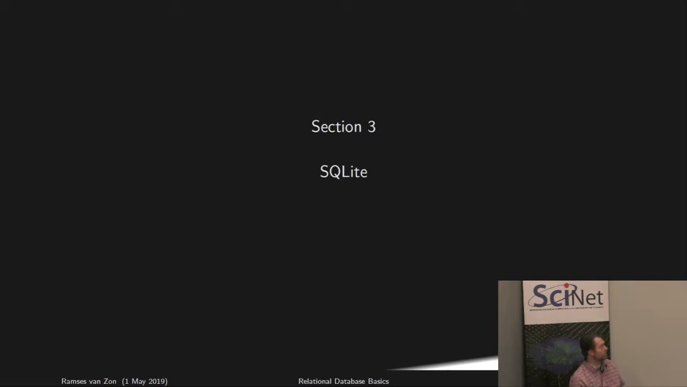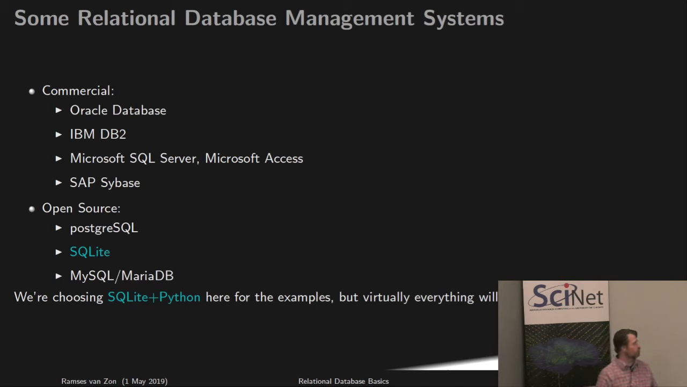Okay, so there's a specific database that we are going to use. There's lots of different ones, but we're going to look at SQLite for a very specific reason. So here are a few relational database management systems, RDBMS, that are out there. There's lots of commercial ones. Oracle, IBM, Microsoft, SAP, they all make one that you can pay for and trust and get support for. There's also open source ones that you could deploy yourself at no cost. Some of the more popular ones are Postgres and MySQL or MariaDB.